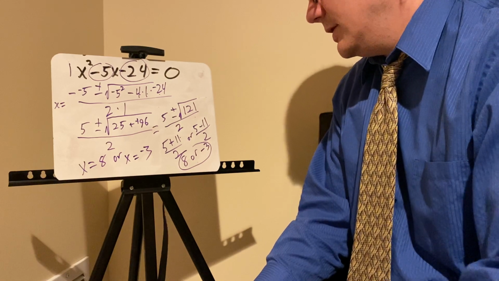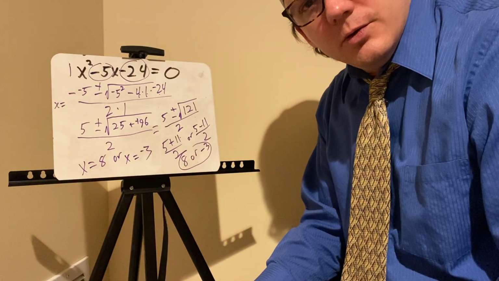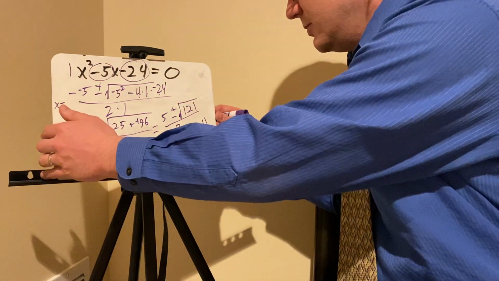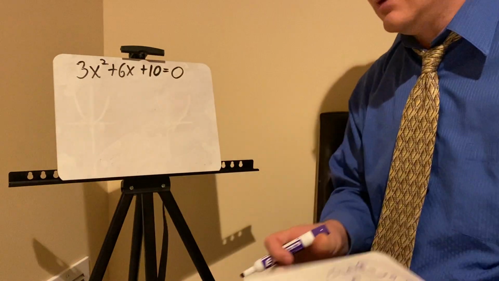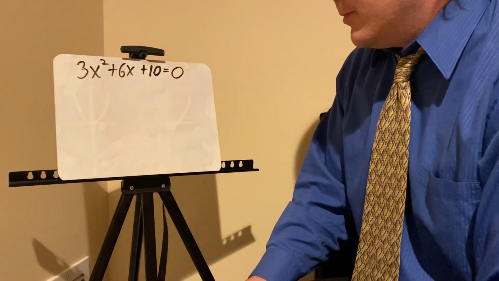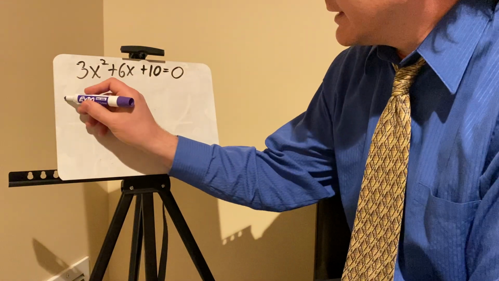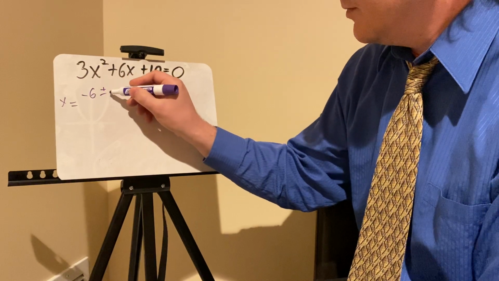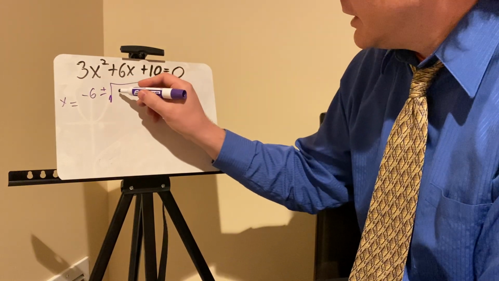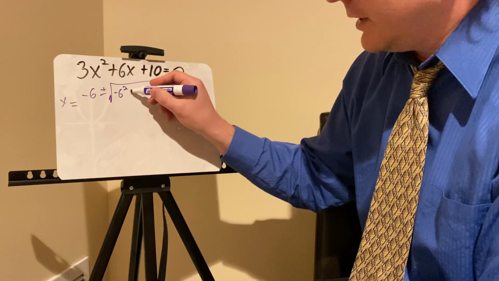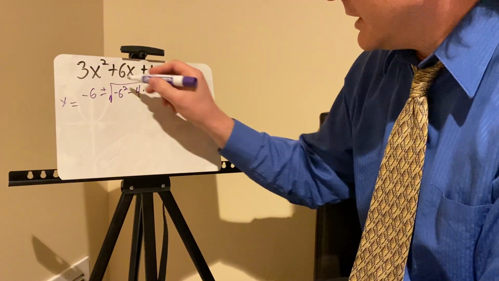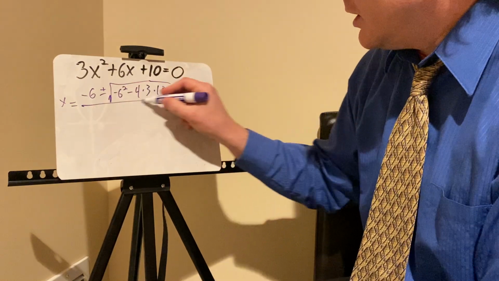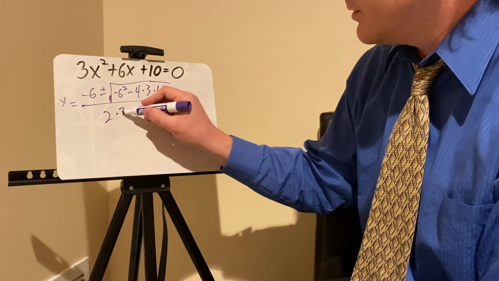In other cases you might need to approximate square roots or use radicals. This example was a clean one. The next example is not clean. We do x equals negative b, so 6, plus or minus the square root of -6 squared minus 4 times 3 times 10, again 4ac, all over 2 times a, or 6.